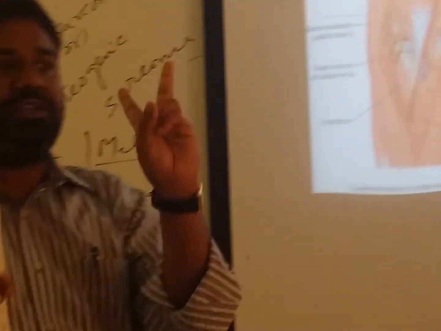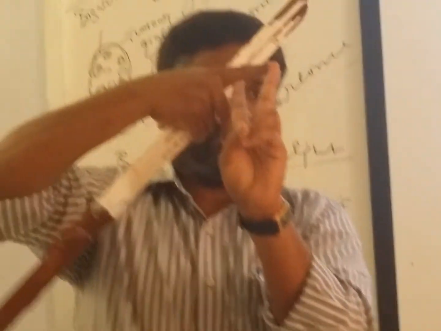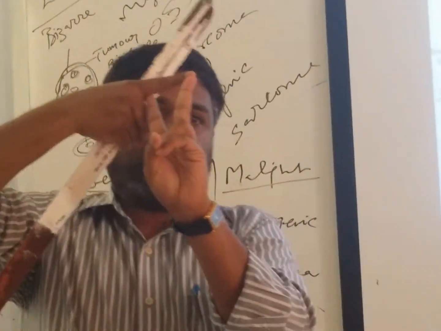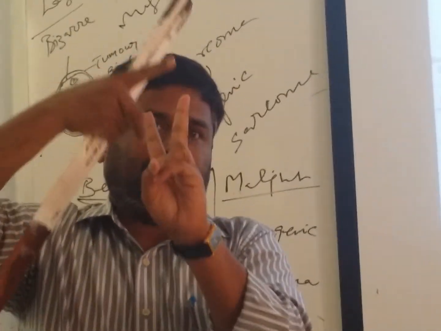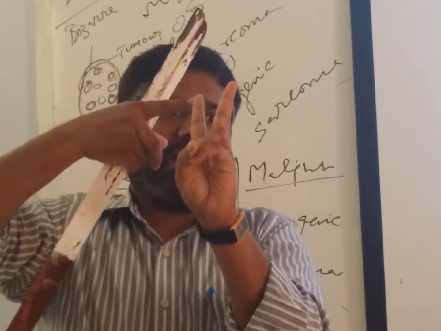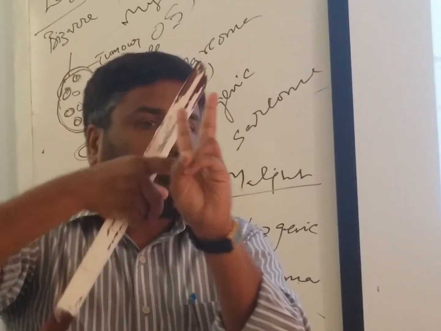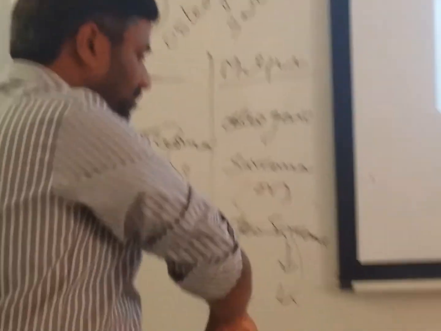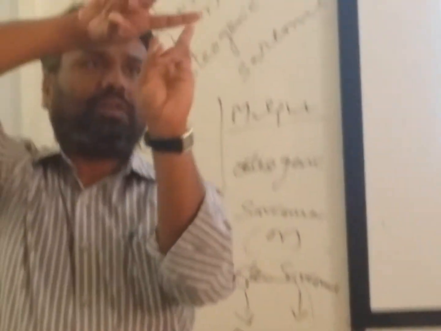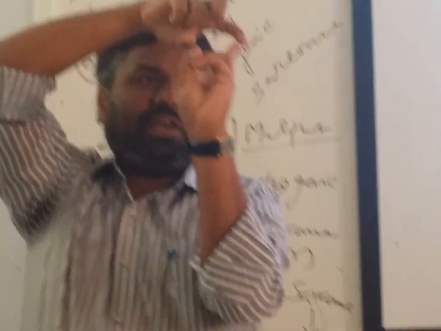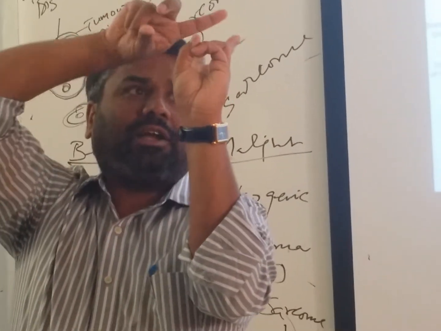It is a triangular fossa, exactly like this. It's a triangle, so a triangle will have three boundaries: a base, a medial boundary, and a lateral boundary, and an apex. This is the cubital fossa. A medial boundary, a lateral boundary, and then a base.